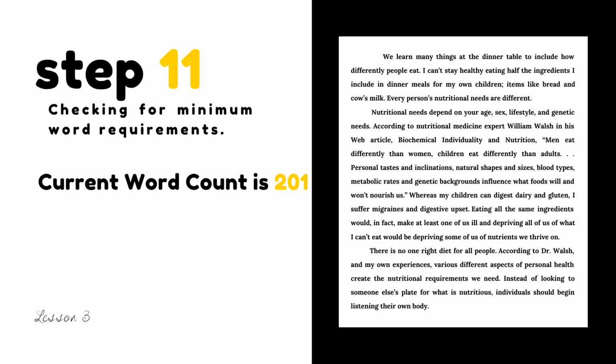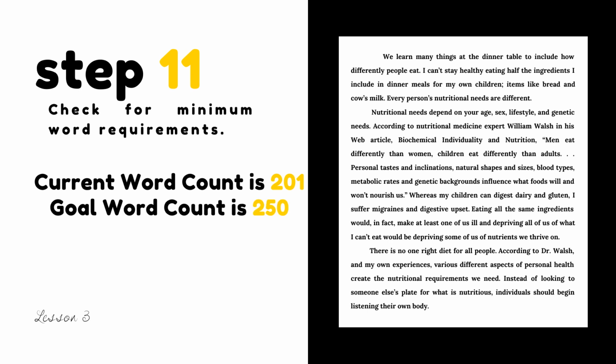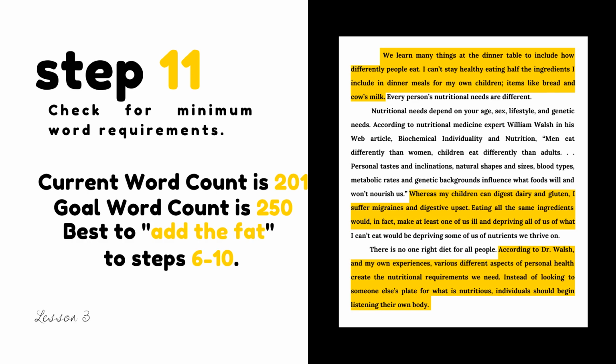The current word count we're working with is 201 words. Our goal word count is 250. The best place to add the fat or make sure that you meet your minimum word requirements is to steps 6 through 10. Why should we only work with steps 6 through 10 when we are adding to our word count?